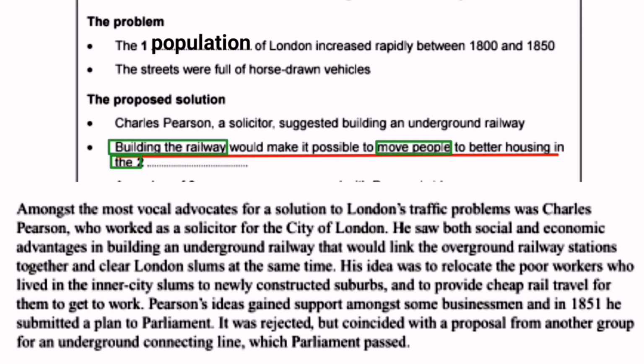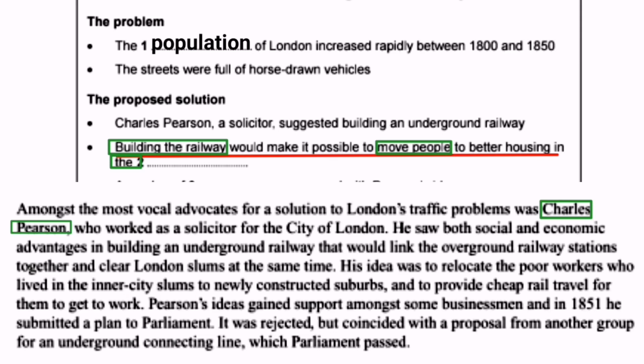In the second paragraph, amongst the most vocal advocates for a solution to London's traffic problems was Charles Pearson. So here we have found Charles Pearson, who is already mentioned in the reading summary. Read further. Who worked as a solicitor for the City of London. He saw both social and economic advantages in building an underground railway that would link the overground railway stations together and clear the London slums at the same time.